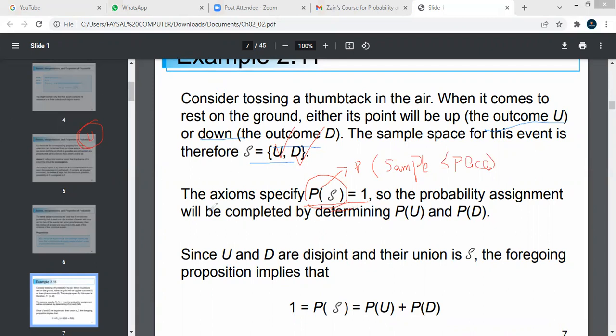So the probability assignment will be completely determined by P(U), the probability of up, and P(D), the probability of down. Since U and D are disjoint, meaning when there is U there will be no D, and when there is D there will be no U, this is known as a disjoint set, and their union is S, the sample space. One of them will happen, but the other will not. So 1 equals P(S), the probability of my sample space. As this is disjoint, there is nothing common between them, so we take their union, which is P(U) plus P(D). Union means sum.